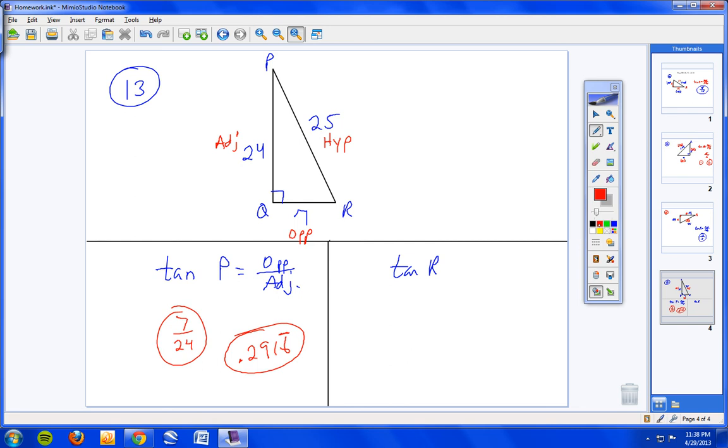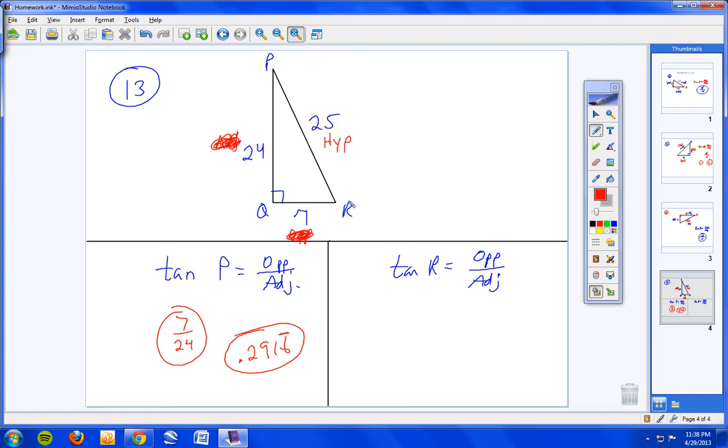All right, now let's go on to tangent of R. I'm going to cross this off. Of course, the hypotenuse stays the same. Tangent of R equals, well, how do you find the tangent of any angle? Opposite over adjacent.